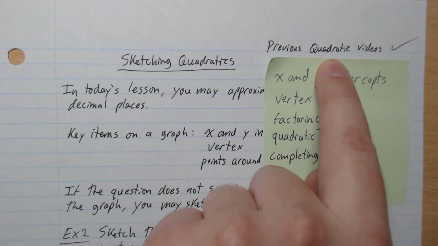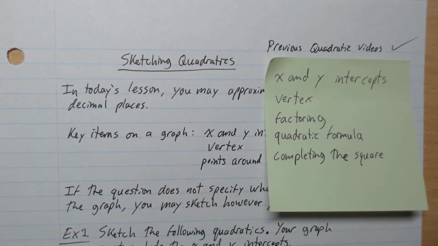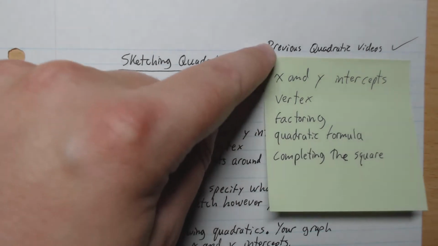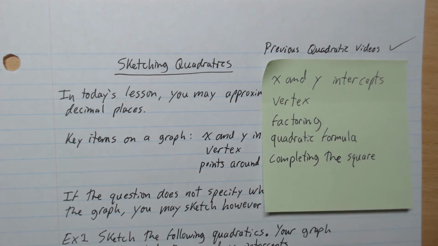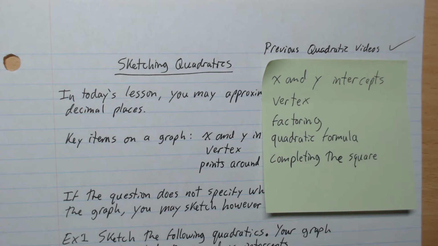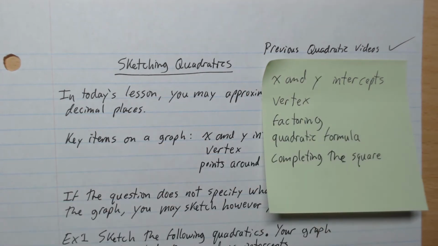If you've completed the previous quadratic videos, then today's lesson will be a lot easier for you. Specifically, these are the characteristics of quadratic functions that you need to know very well: x and y intercepts, vertex, factoring, quadratic formula, and completing the square. So we're going to be using all of that in today's lesson.